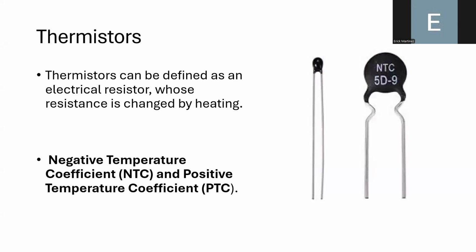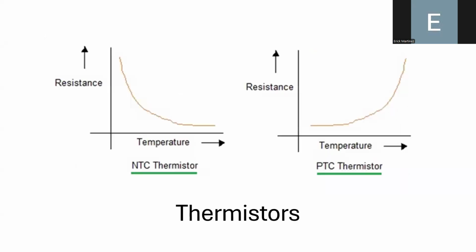What is the difference between them? Well, the difference is illustrated in these two graphs. For the negative temperature coefficient thermistor, you can see that as you increase the temperature, you are decreasing the resistance, and you have a negative slope. But in the case of the positive temperature coefficient thermistor, you can see that as you increase the temperature, you're increasing the resistance of the sensor. So there is a trade-off between these two variables.